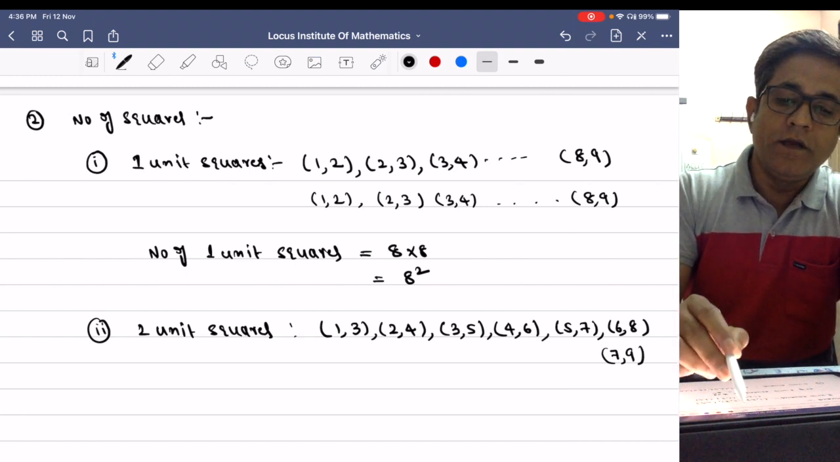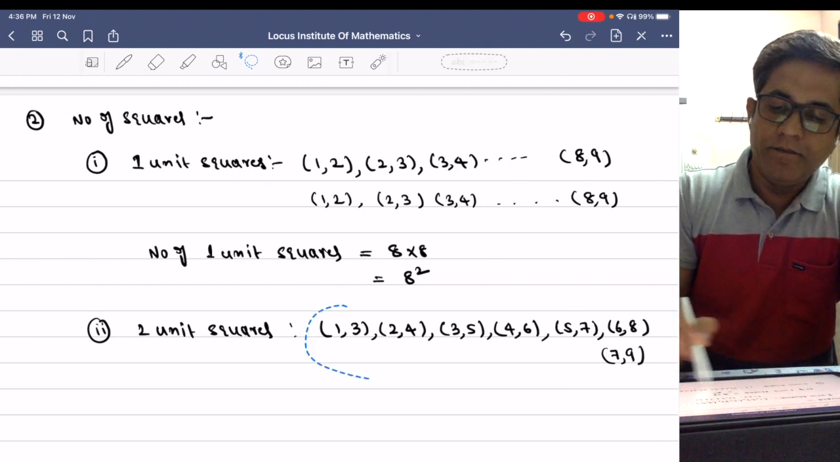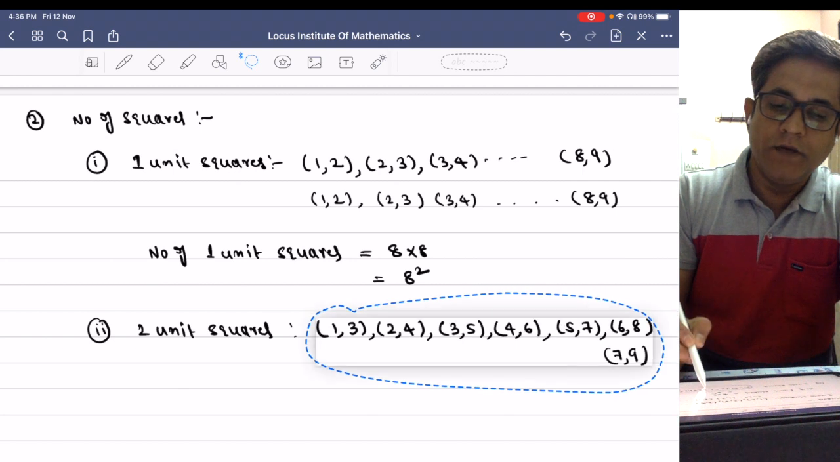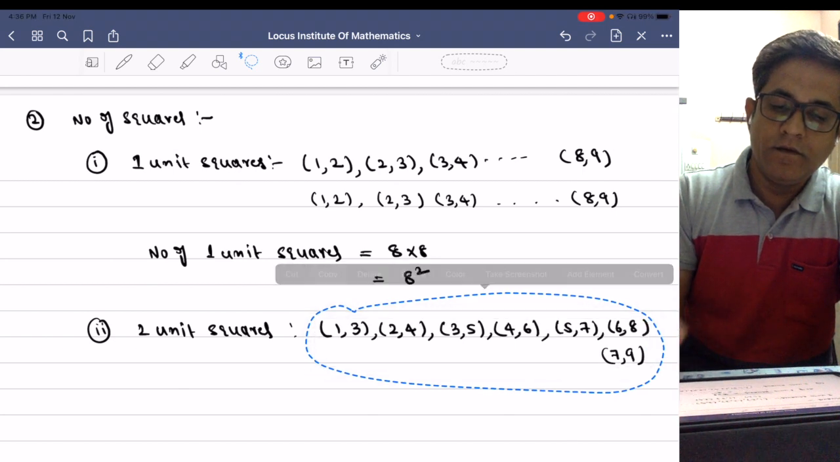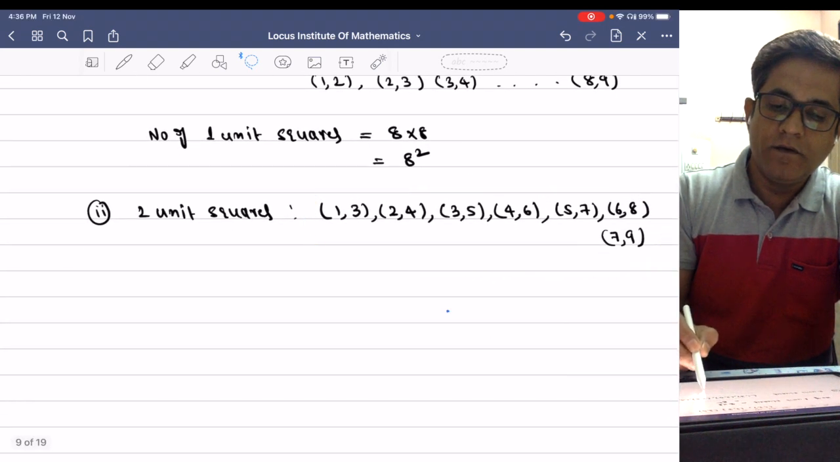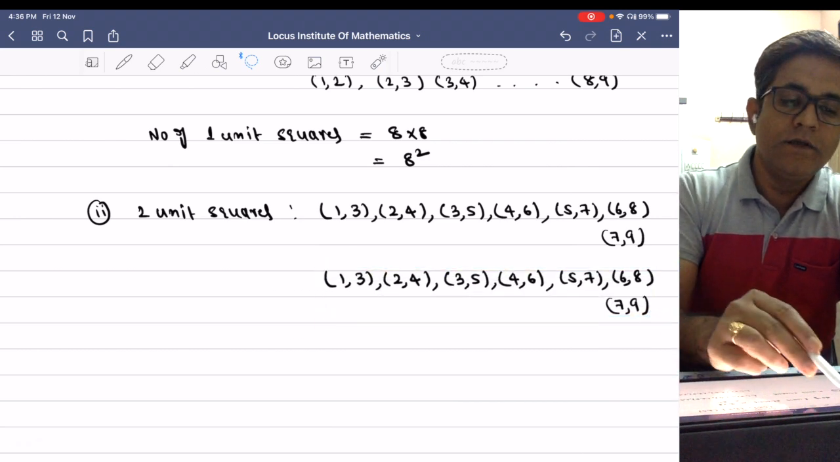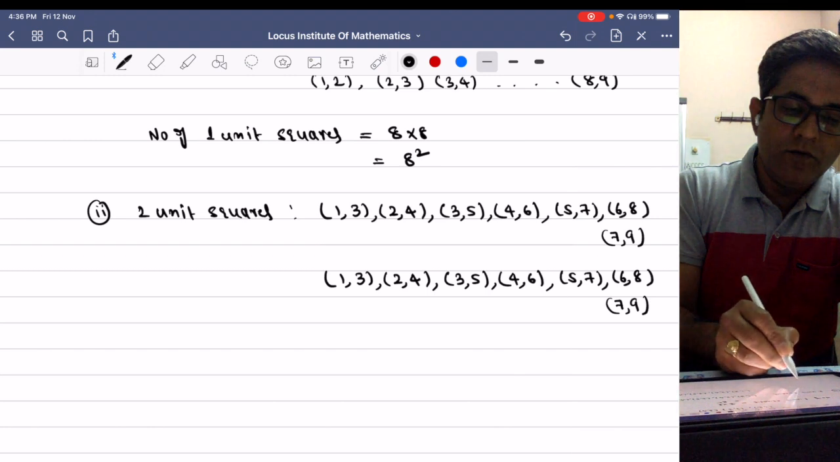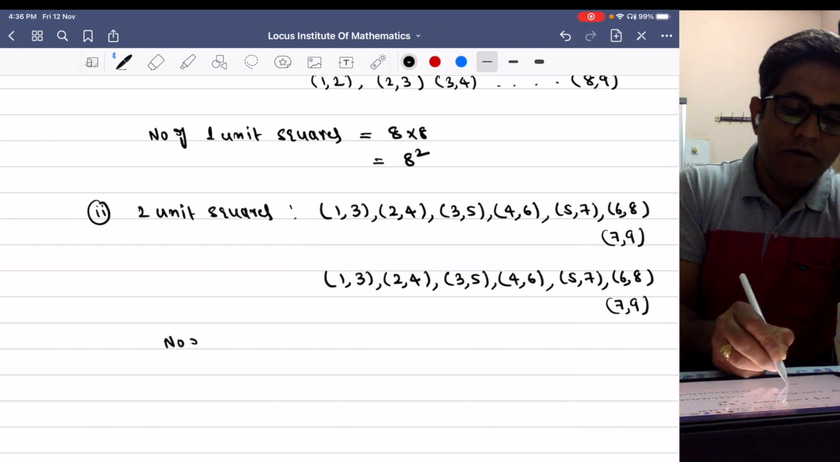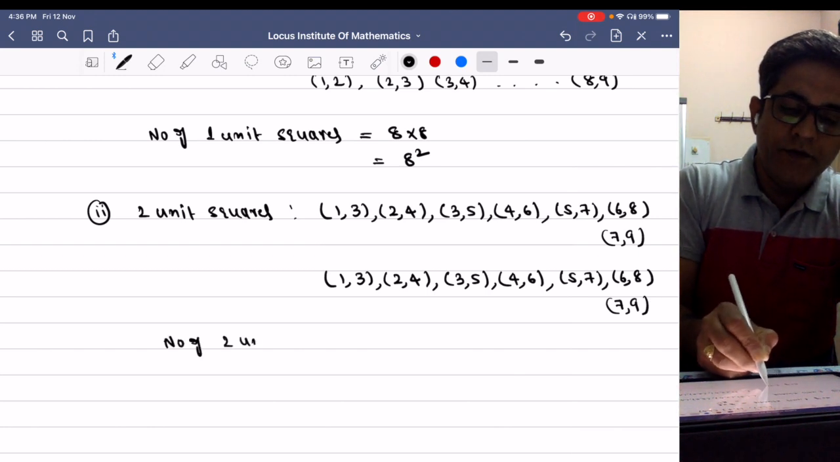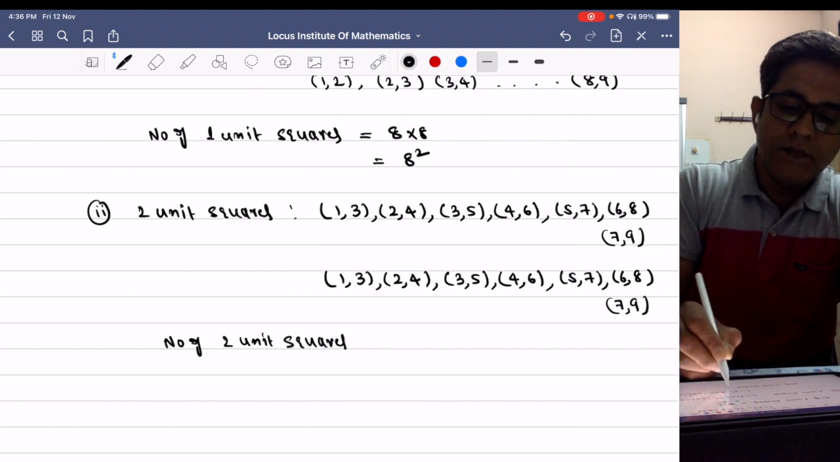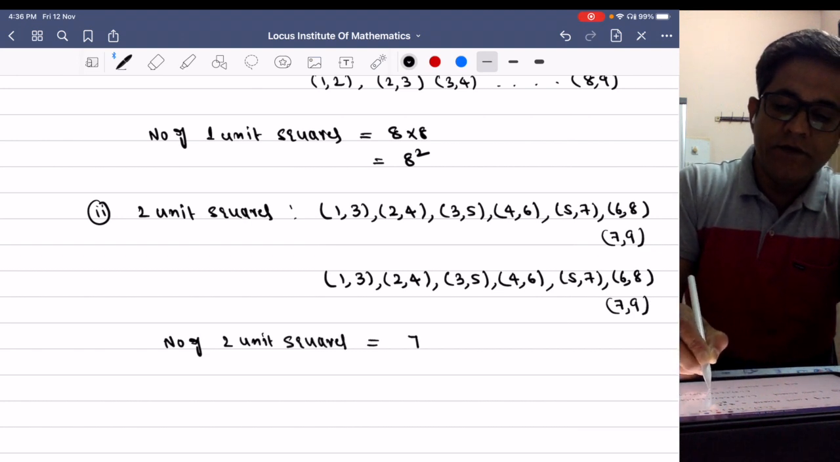So vertically, horizontally the same. So vertically 7 and horizontally 7 ordered pairs. Therefore, similar to the first one, the number of 2 unit squares is equal to 7 into 7, that is 7 squared.